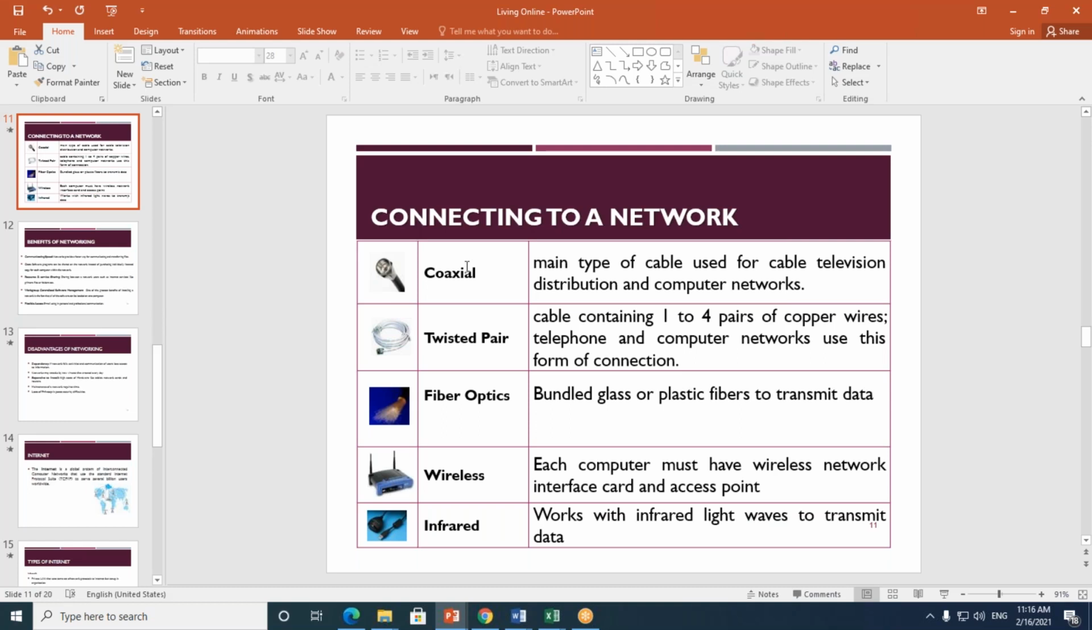The first, in general, these are called cables, but that is for direct connection. So direct and indirect. Let us have it like this one. First one, this is called coaxial cable. It is the main type of cable used for cable television distribution and computer networks.